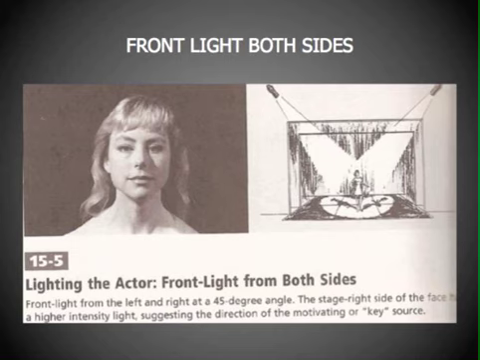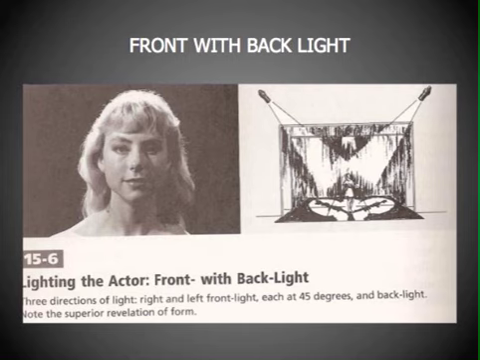A 45-degree angle lighting system from the front uses two different lighting instruments, and one of them will be a little bit brighter. We're going to call that the key light, while the other is going to be a fill light, filling the shadows. An even better look will be three directions of lighting: from the front of the house, a 45-degree angle, and then from the back, a third instrument to create the halo around the actors.